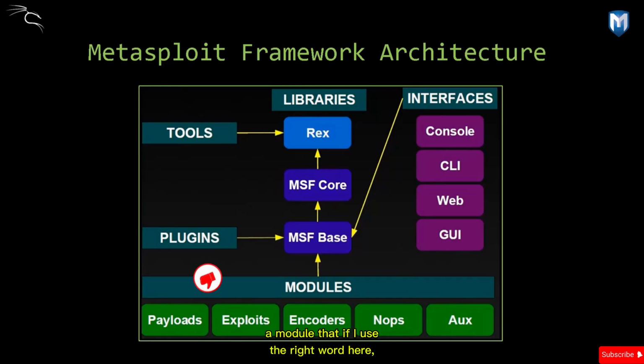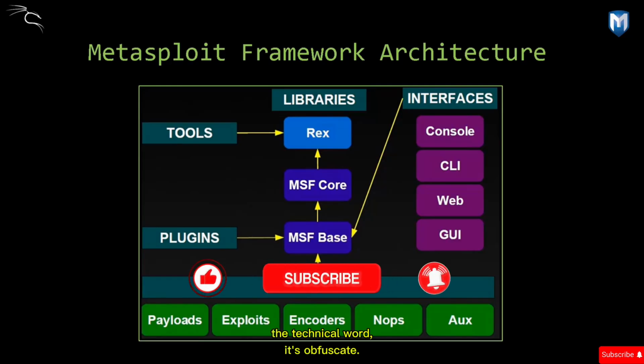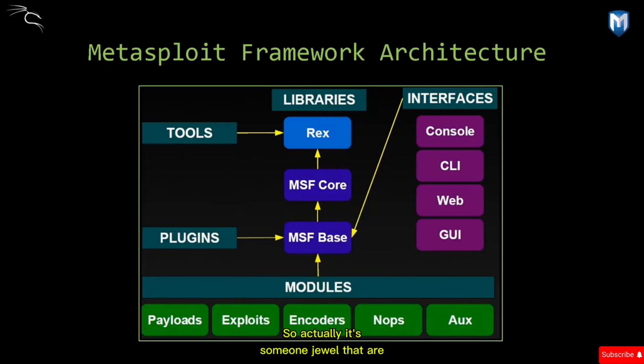An encoder is a module that, if I use the right technical word, obfuscates the payload so that it doesn't get detected by intrusion detection systems or antivirus. It wraps the payload in an iterative way so that it doesn't get easily detected by antivirus or other systems. Auxiliary provides additional functionality to the system, such as scanning, recon, and DOS attacks. And lastly, NOPs, a piece of software that prevents a payload from crashing on x86 systems by using jump systems. So don't worry about that.